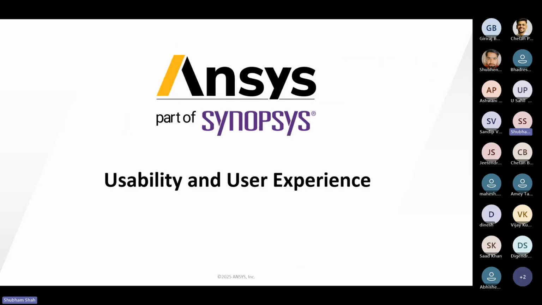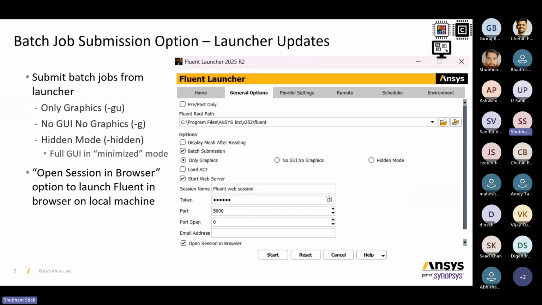First we'll start with usability and user experience. Now you can run batch mode options from the launcher itself. As you see on the launcher, we have an option for batch mode. If you select this, you get three different options: no GUI with graphics, no GUI no graphics, and hidden mode. Based upon the requirement, you can select the best submission mode for batch submission jobs.